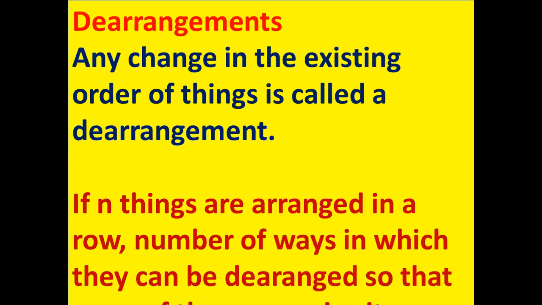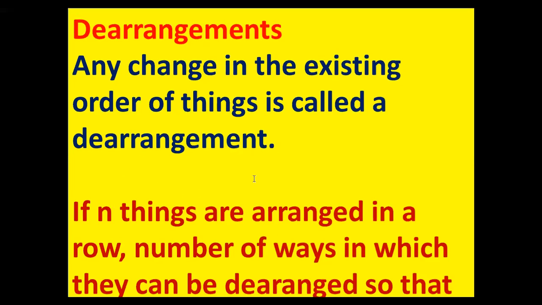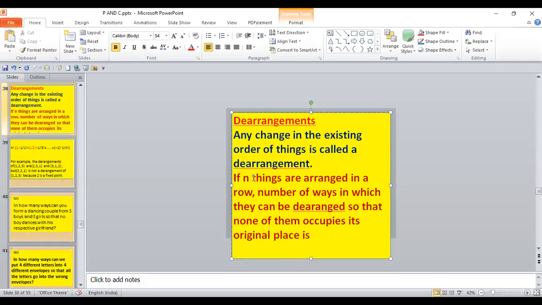Now we have some derangement questions. Any change in the existing order of things is called derangement. Like if things are arranged in a row, the number of ways in which they can be deranged so that none of them occupies its original position.